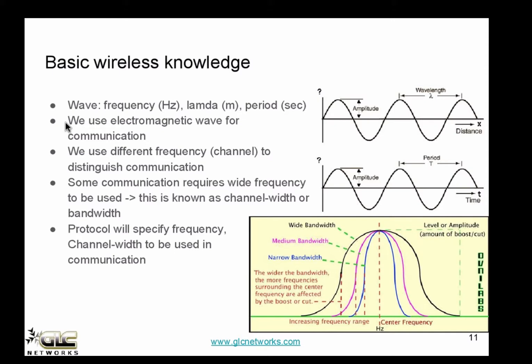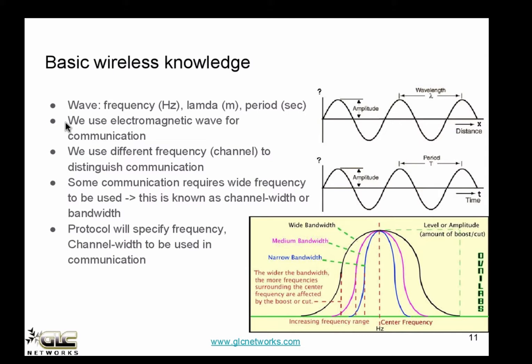Usually in cable communication, in wired communication, we use cable to distinguish one communication from another, right? But in wireless, we just use frequency to distinguish communication. So we use frequency 1, frequency 2, frequency 3 to distinguish the communication. Sometimes we use the term frequency, sometimes the term channel. Channel and frequency are sometimes used interchangeably.